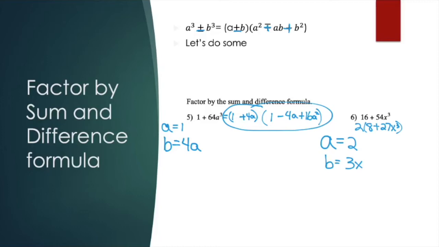So our A value for the formula you wrote down is 2, and B is 3x. We're going to have to stick a 2 in the very front. We're going to have our 2, our binomial and our trinomial. What are my symbols going to be in here? Plus, same as it was before: plus, minus, plus, right?